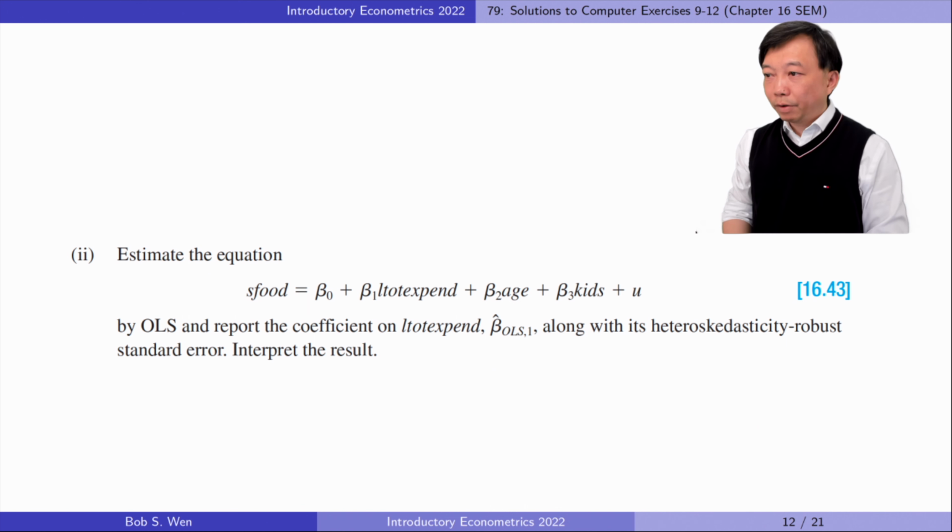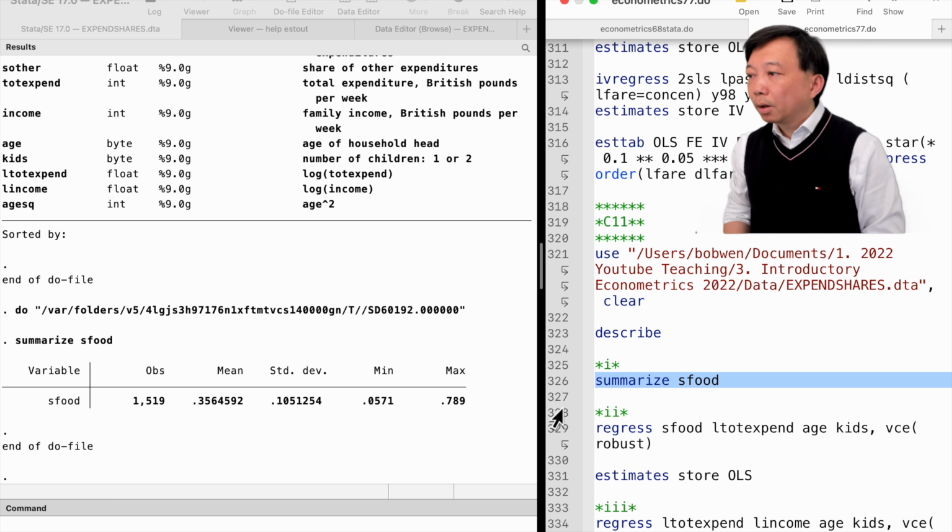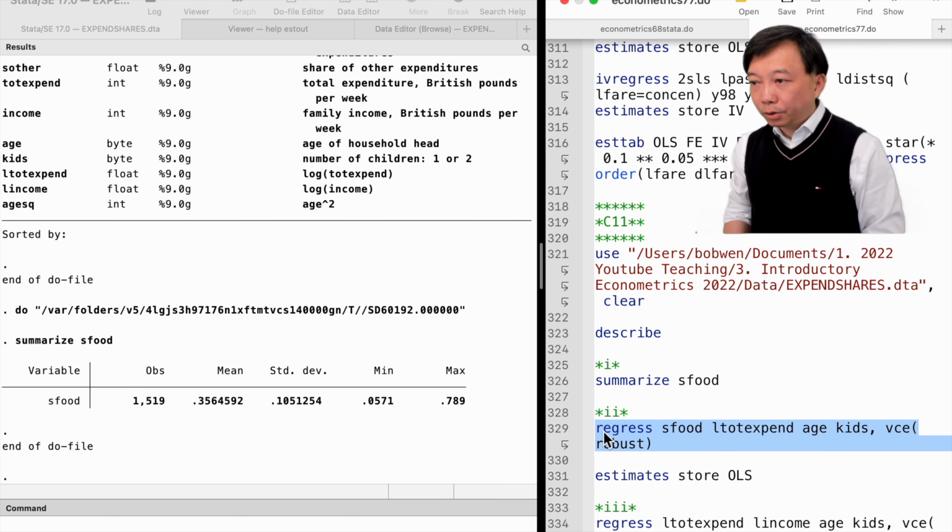In part 2, we estimate the equation by OLS and report the coefficient on log of total expenditure, beta 1 hat, along with its heteroscedasticity robust standard error. Interpret the result. We use the variance-covariance matrix option to specify the heteroscedasticity robust standard errors.